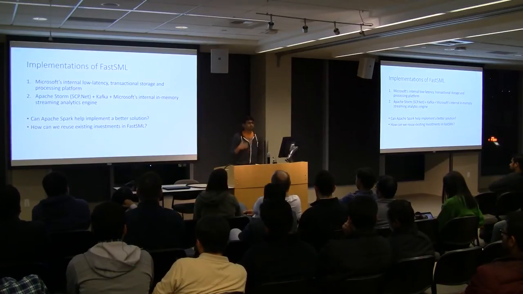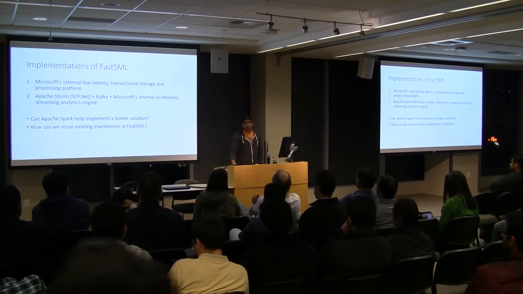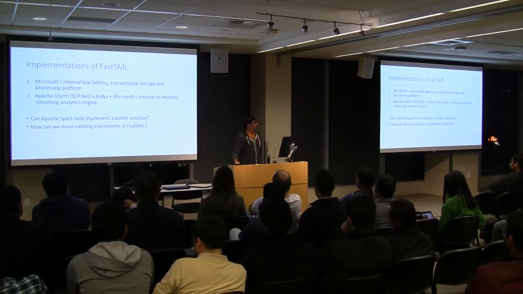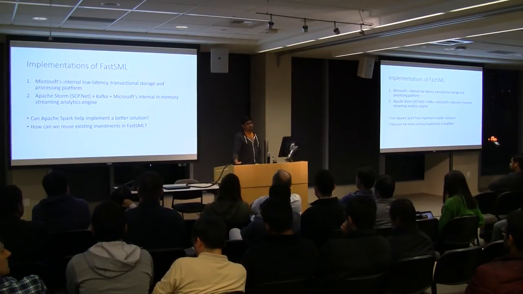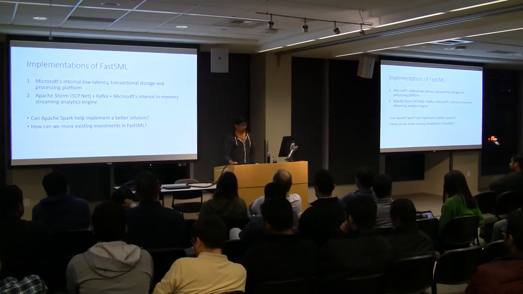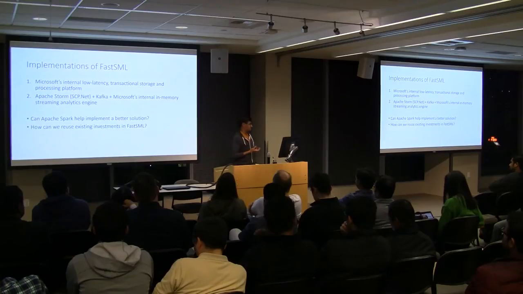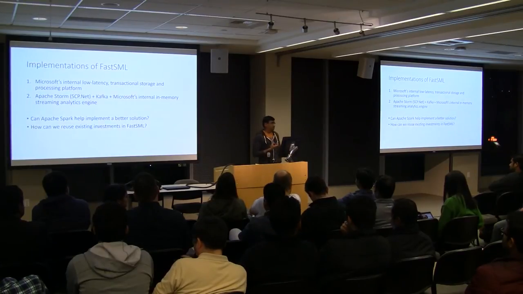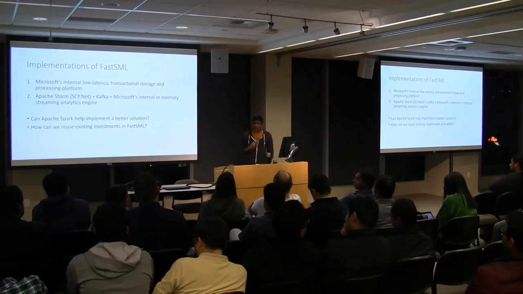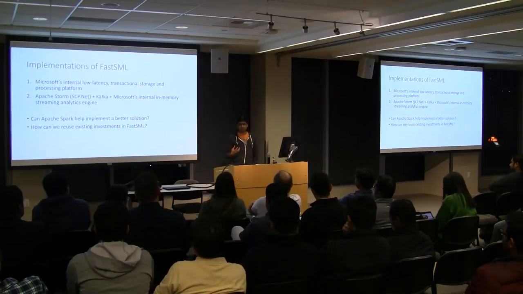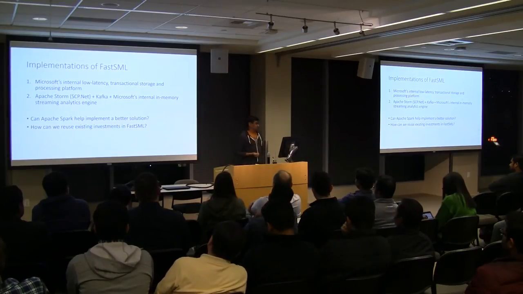So after we decided to build this pipeline using Spark, the question became, how can we reuse the existing investments that we made in FastSMO? As I mentioned, it's a very critical pipeline. Lots and lots of development hours have been put into that. Years of real work is involved in building these pipelines. So the question became, can we reuse those existing investments, specifically speaking, the .NET libraries that were used to build these pipelines? Can we reuse the investments?